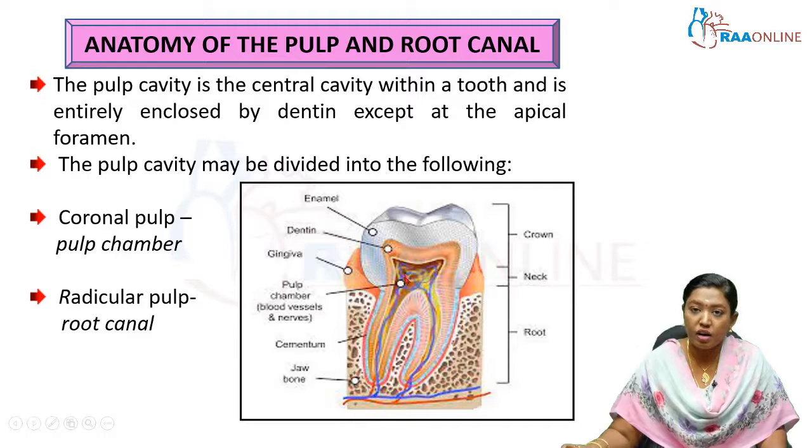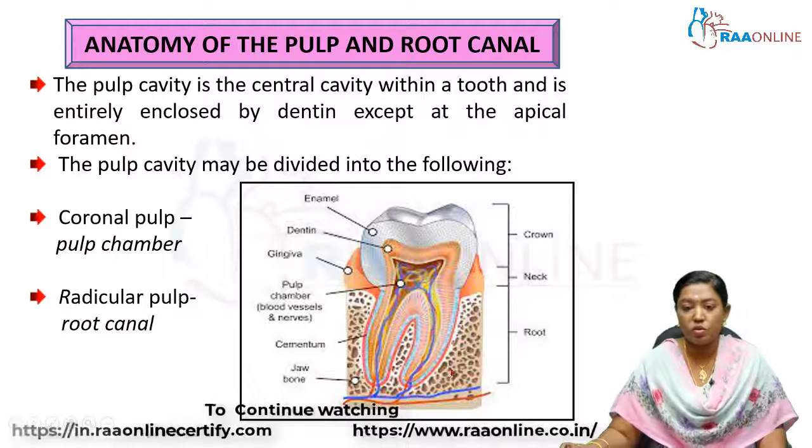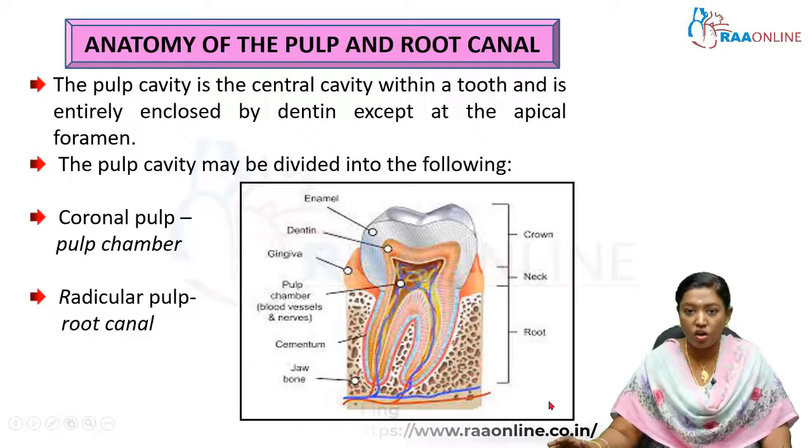That part of the pulp which is inside the crown of the tooth is called the pulp chamber, and that part of the pulp that extends into the radicular dentin, deep inside the bone, is called the root canal. This is the pulp chamber and this is the root canal. What you see here is the coronal pulp, which is also called the pulp chamber, and this is the radicular pulp that extends into the root canal. So this is the basic configuration of the tooth.